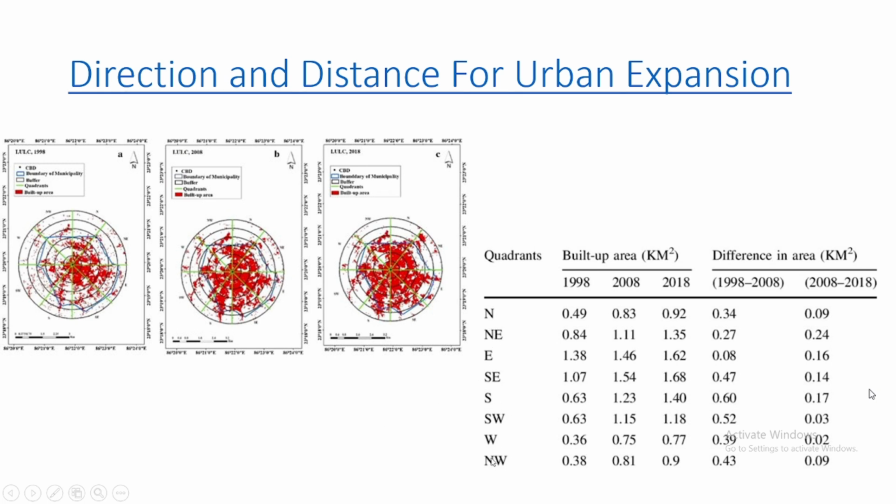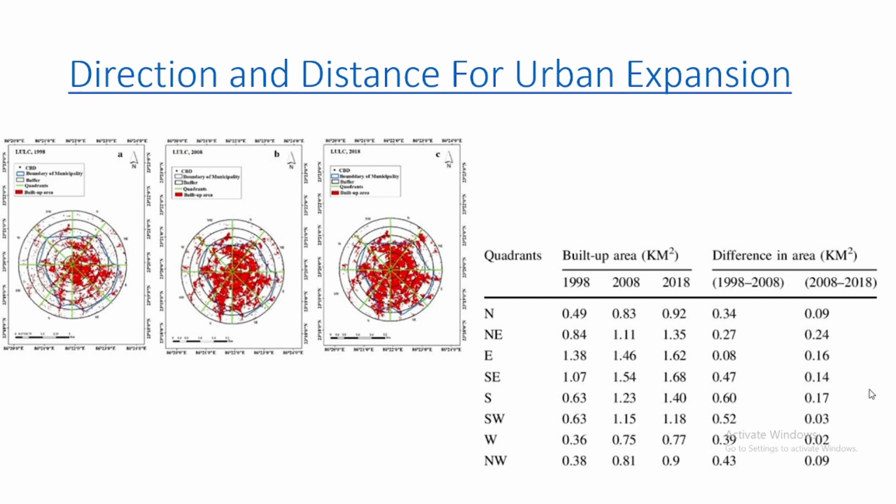Further, it also calculated, suppose in 1998, how much built-up area there is in the north direction, how much in the northeast direction, how much in the east direction, how much in the southeast direction. So it calculated the area for different times, and further it also calculated the difference, how much increase between 1998 and 2008. It's very important because using this method, mainly direction and distance for urban expansion, we can easily identify which area or which direction urban area is increasing day by day. We can easily get that.